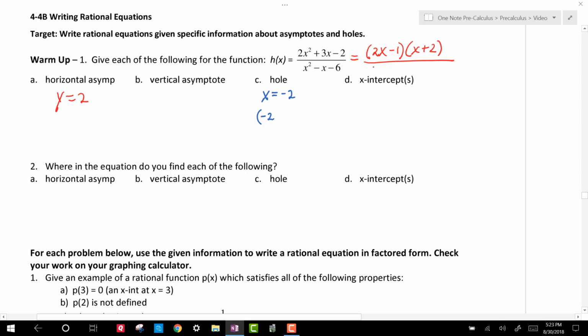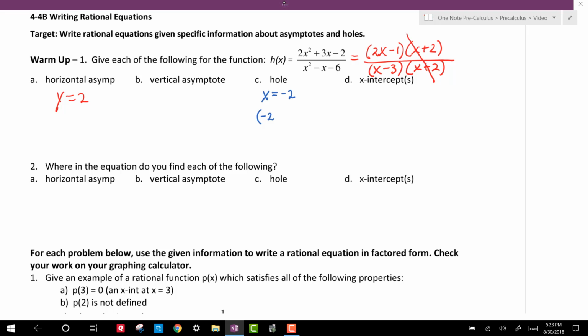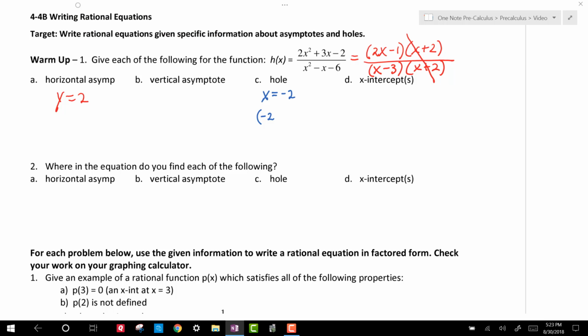The denominator factors into x minus 3 times x plus 2, and right away you can see you've got some factors that cancel. So everything I do from here on out is going to use this new equation in blue, 2x minus 1 over x minus 3. I can see right away my vertical asymptote. I set my denominator equal to 0, x minus 3 equals 0, add 3 to both sides, so I have a vertical asymptote at x equals positive 3.